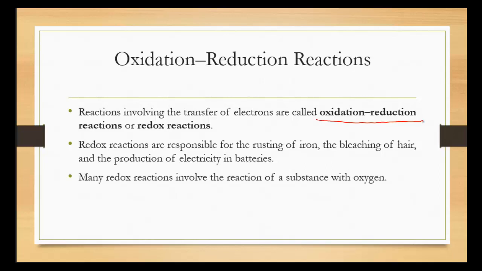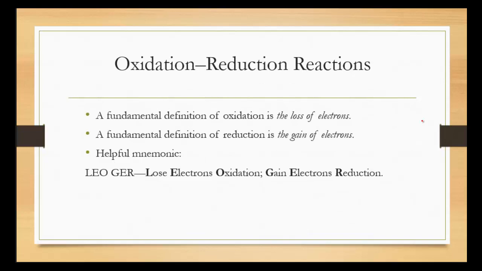Redox reactions are responsible for the reason why things rust. You can bleach your hair, and there's the electricity in batteries. So redox happens quite often. In fact, several of the reactions we've seen so far may have actually encompassed redox in the process, and we just haven't really discussed it. Many redox reactions involve reactions with the substance of oxygen.